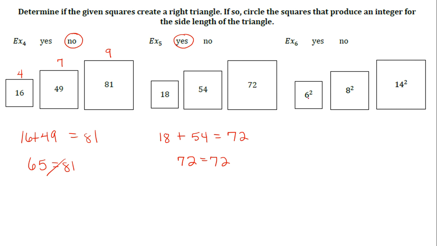Number 6. 6 squared, so we're going to have 36 plus 8 squared is 64 equals 14 squared, which is 196. When we add the left side together, we get 100 equals 196. This is false, so these do not provide a right triangle.